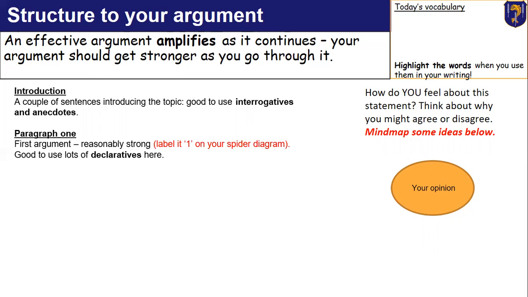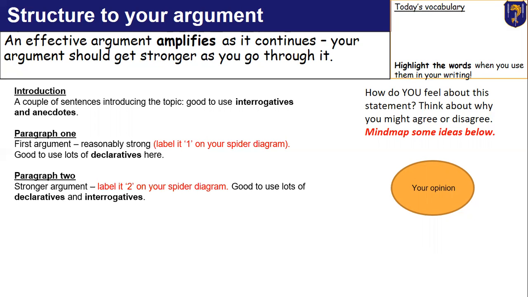Your first paragraph will be your first argument, which will be reasonably strong. It shouldn't be a weak argument. None of your arguments, I'm sure, will be weak, but it shouldn't be your best argument. So what I suggest you do is you do your brainstorm on the question first of all, and then you label it with a number 1 next to it. And it's good in this paragraph to be using lots of declaratives, statements that you are wanting to state.